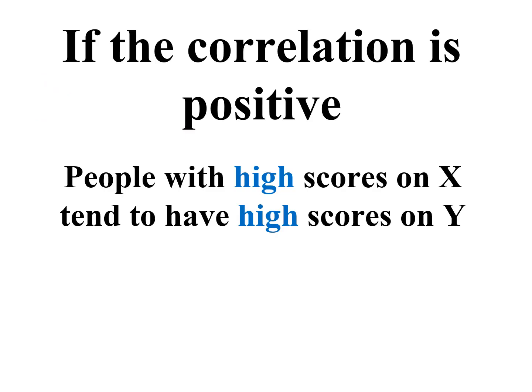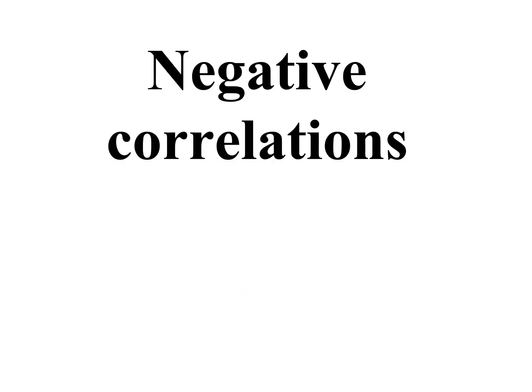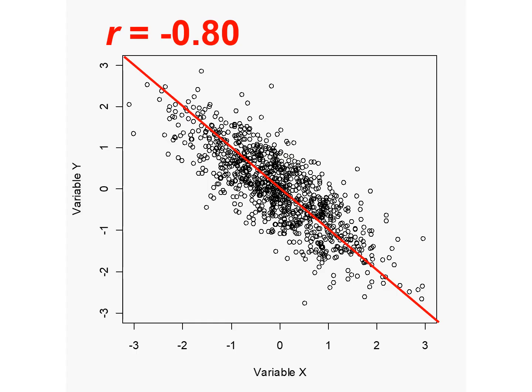So to sum up, if the correlation is positive, people with high scores on x tend to have high scores on y. And people with low scores on x tend to have low scores on y. Now let's talk about negative correlations. As an example, we will use this scatter plot which shows a negative correlation.